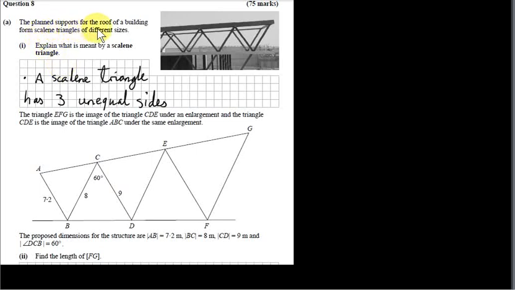The planned supports for the roof of a building form scalene triangles of different sizes. Explain what is meant by a scalene triangle. Well, a scalene triangle has three unequal sides.